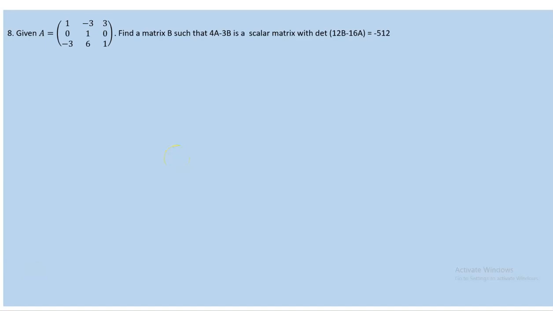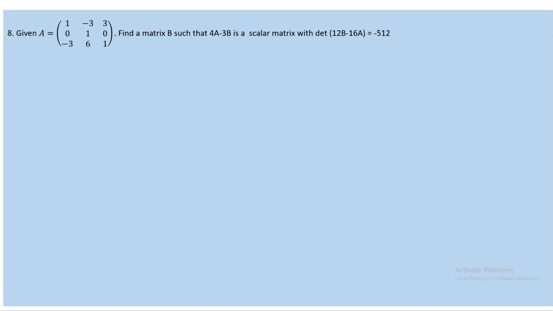Nice students, now comes question number 8. So here we are going to see another problem, and it says here that you are having a 3 by 3 matrix, matrix A. As you see, the entries are all labeled here, and here you are asked to find a matrix B such that 4A minus 3B is a scalar matrix having this property.